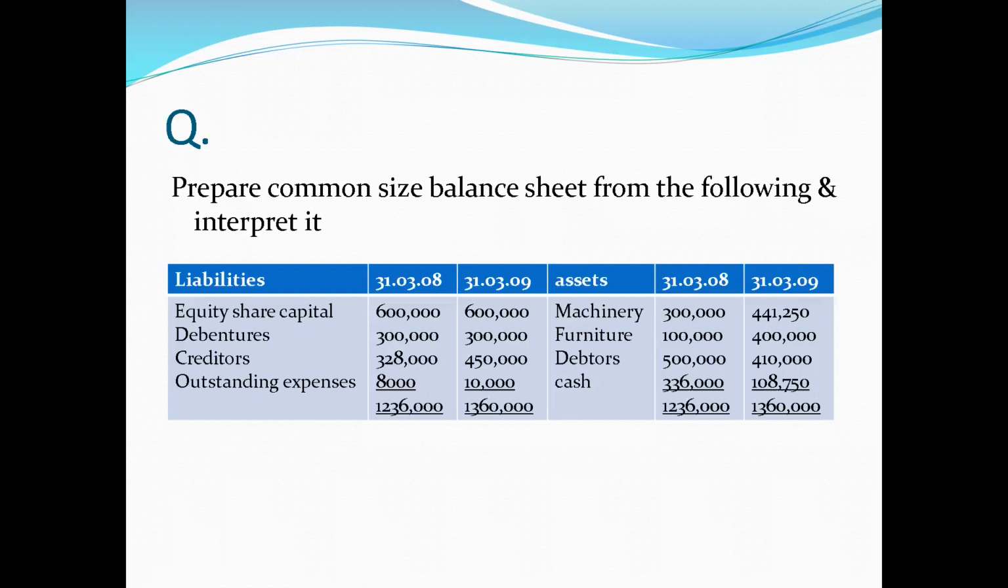First, we'll write the headings of the assets, and in assets we can classify current assets or long-term assets, and then we'll do the total of the assets. Then we'll write the liabilities. Again, we'll write the current liabilities and long-term liabilities, and we'll do the total of it. So we are given 4 liabilities and 4 assets.